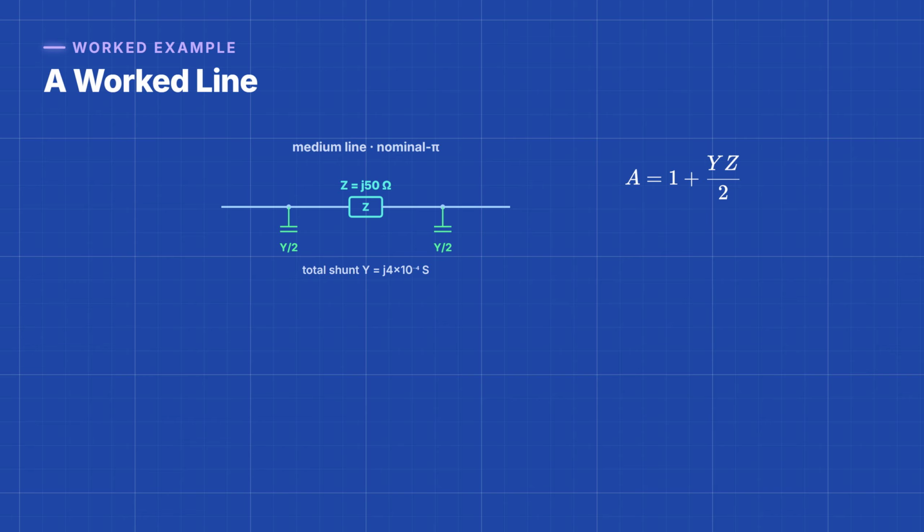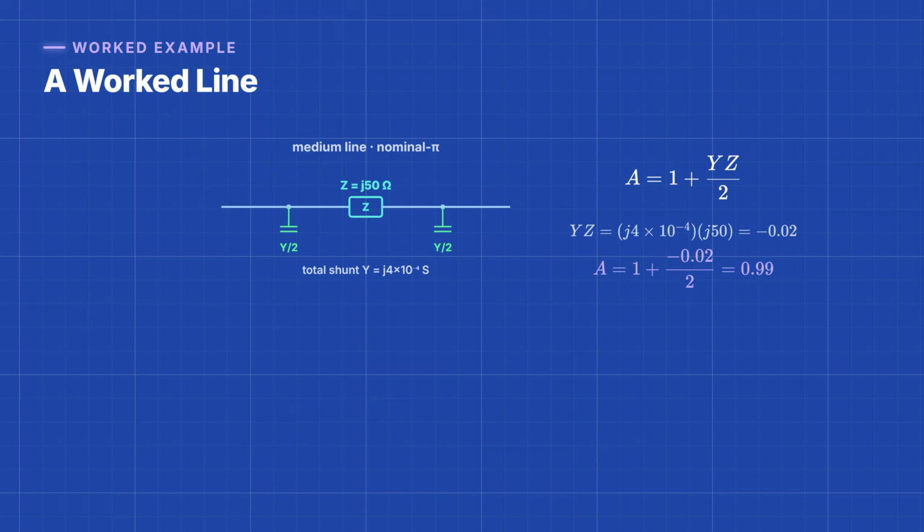Let's compute 1. Take a medium line, modeled as a nominal-pi. Its total series impedance is 50 ohms of reactance. Its total shunt admittance is 4 times 10 to the minus 4 Siemens. We only need the constant A, which is 1, plus the product of Y and Z, divided by 2. Now, here is a good place to pause. Work out the constant A for this line. Take a moment. Here is the answer.